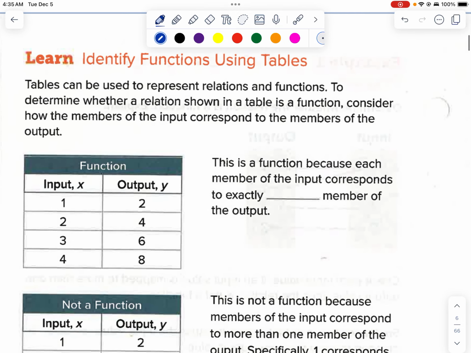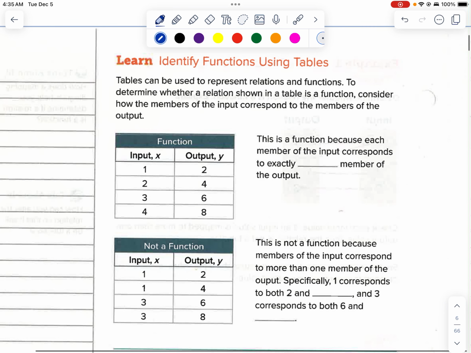Now, if I'm looking at tables, tables can be used to represent relations and functions. To determine whether the relation in the table is a function, consider how many members of the input correspond to the members of the output. So let's look at this. Okay, so right now, these are my input values. These are my input values. Compare these two.